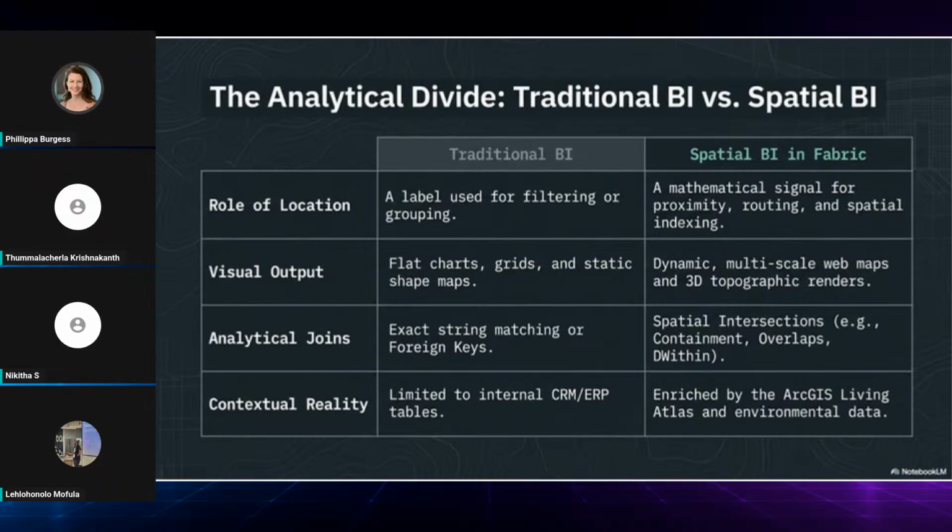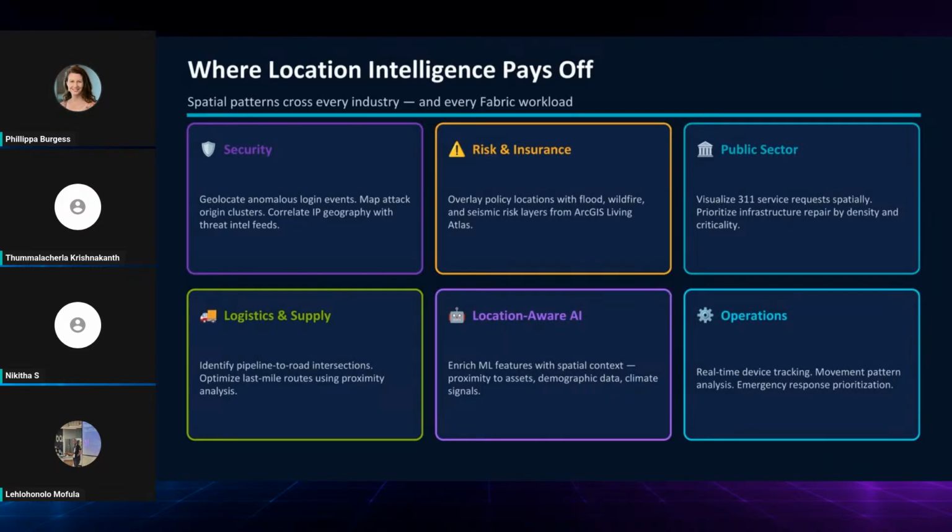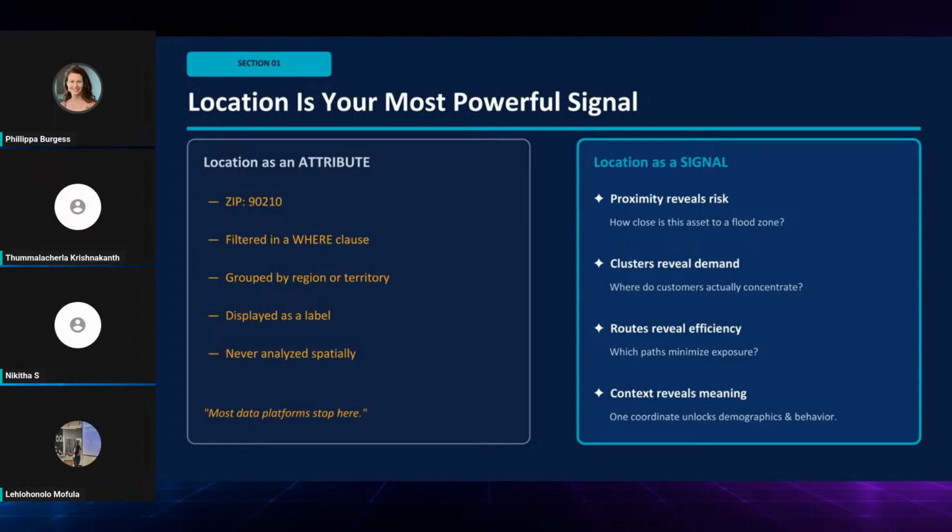So now that we're bringing spatial business intelligence into Fabric, for your role of location, it's a mathematical signal for proximity, routing, or spatial indexing. For visual output, you've got dynamic multi-scale web maps and 3D topographic renders. And your analytical joins are spatial intersections. So is it contained? Does it overlap? Is it within? And then contextual reality is enriched by the ArcGIS Living Atlas and environmental data. Location intelligence pays off in security, risk and insurance, public sector, logistics and supply, location-aware AI, and operations.